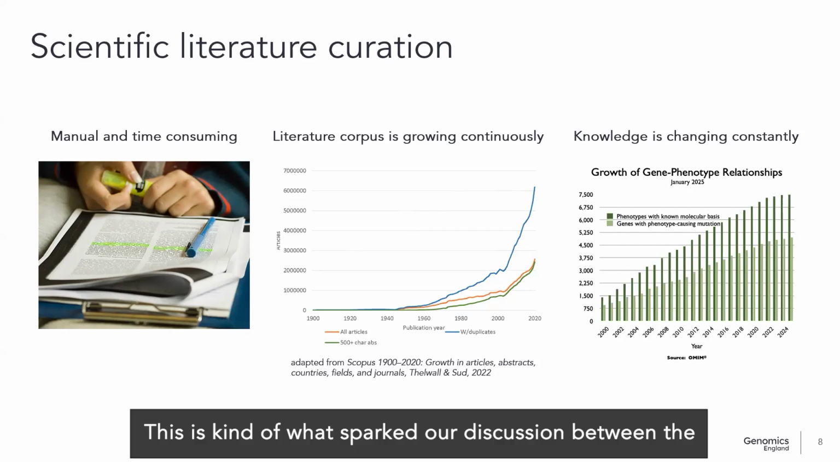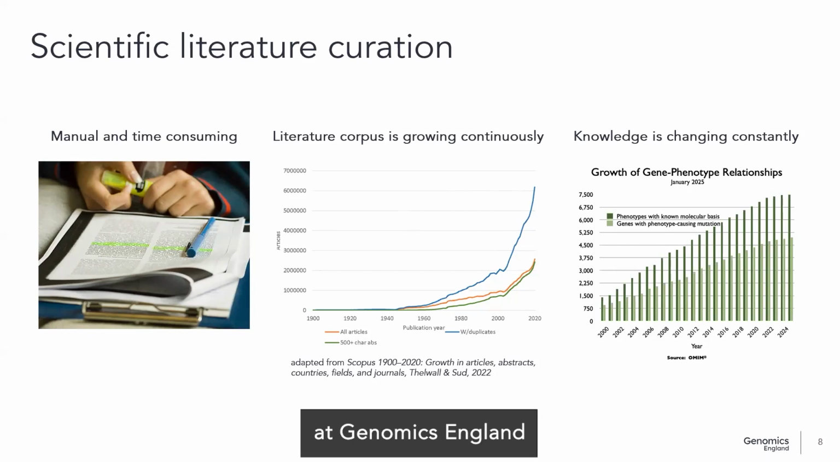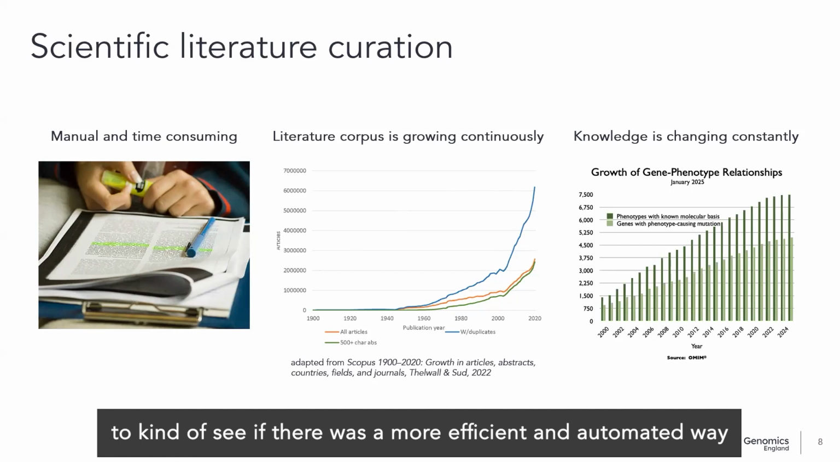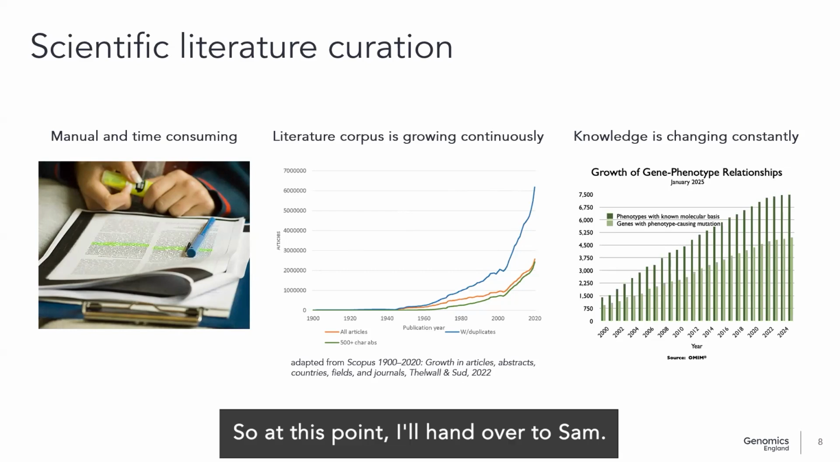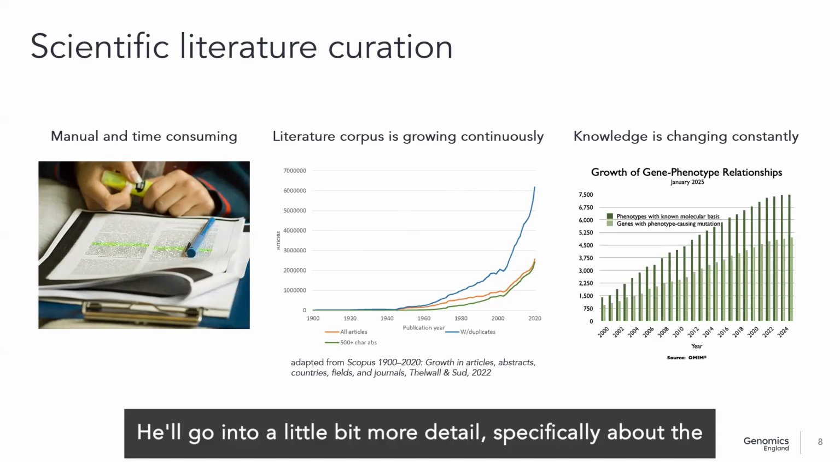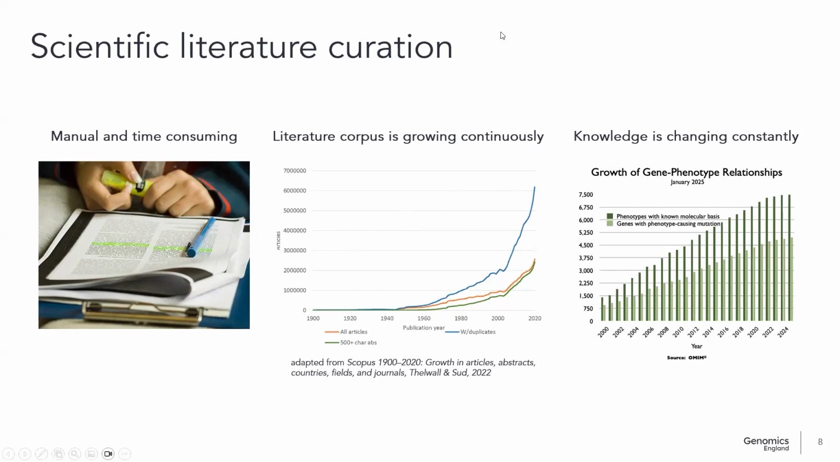This is what sparked our discussion between the curation team and the machine learning team at Genomics England to see if there was a more efficient and automated way of finding relevant biomedical literature. So at this point, I'll hand over to Sam, who will go into a little bit more detail specifically about the machine learning aspects of the project.